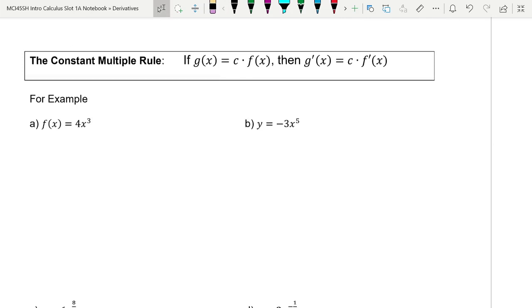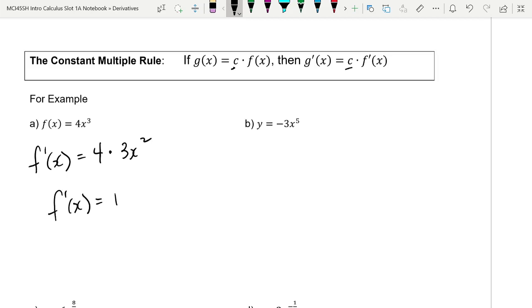The constant multiple rule basically says that if you multiply a coefficient by a function, the derivative of that function doesn't really change the fact that the coefficient's there. So for example, f of x is equal to 4x cubed, then f primed of x is equal to 4 times 3x squared. Get it? That 4 doesn't go anywhere. Oh, but now it has a 3 it can combine with. So I would simplify that to 12x squared.